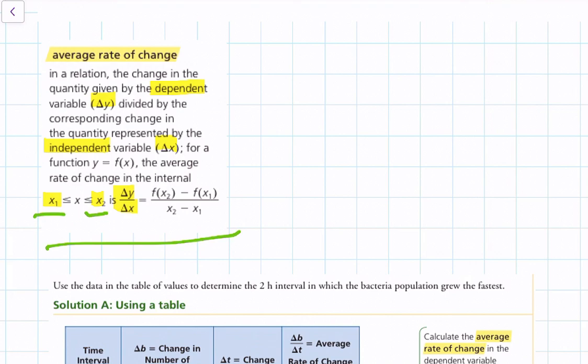So something important to remember here is that we're always looking at 2 points in the average rate of change. And we're looking at this change over a period of time. Hence why we have x1 and x2, and why we have f of x2 and f of x1. So in this case, when we're subtracting here, we're subtracting the final minus the initial.